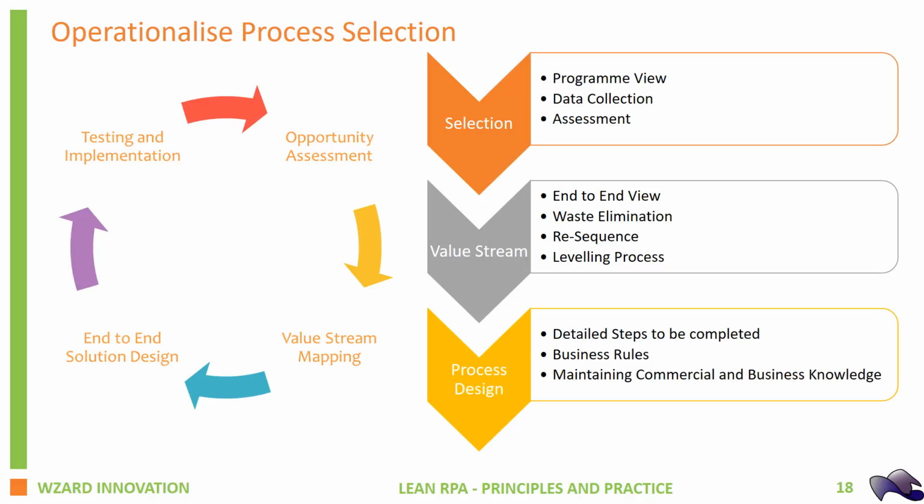So operationalizing the process selection iterates through opportunity assessment, value stream mapping, solution design, and testing and implementation. And this is an iterative approach that fits very closely with the MVP or minimum viable product approach that we saw in the lean startup. It's a continuous delivery model where you are getting regular outputs and deliveries to have real impact on your business and on your customers.